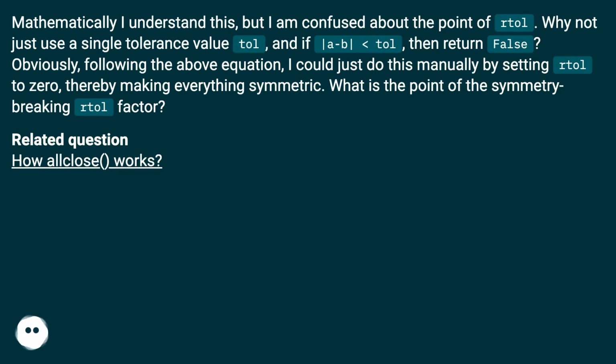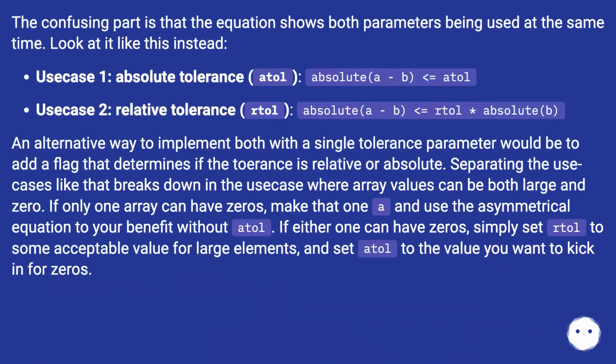Related question: how allclose works. The confusing part is that the equation shows both parameters being used at the same time. Look at it like this instead. Use case 1, absolute tolerance, atol: absolute(a - b) is lower than or equal to atol. Use case 2, relative tolerance, rtol: absolute(a - b) is lower than or equal to rtol * absolute(b).